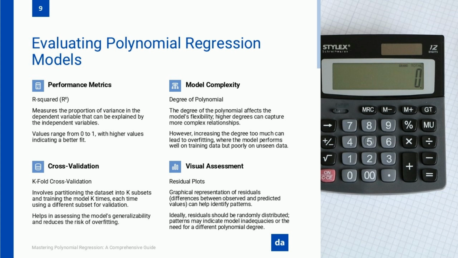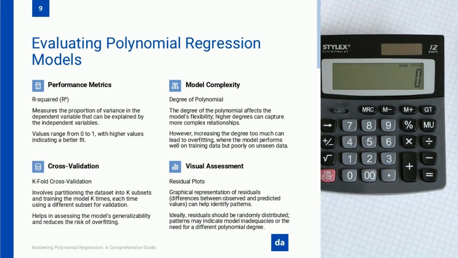Another useful visualization is the residual plot, which shows the difference between actual and predicted values. A well-performing model should have residuals that are randomly scattered around 0. If the residuals show a clear pattern, such as a curve or increasing spread, it suggests that the model is not capturing the data correctly and might need adjustments in polynomial degree or feature selection.